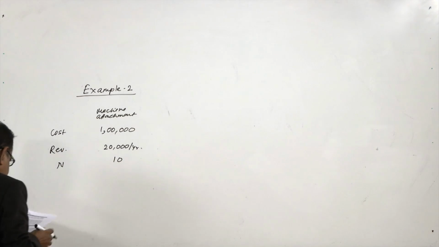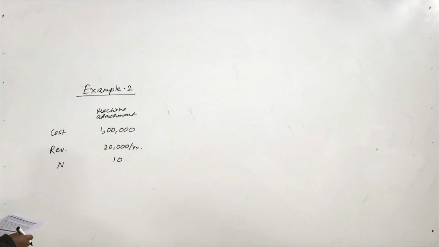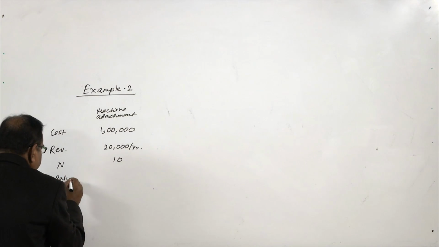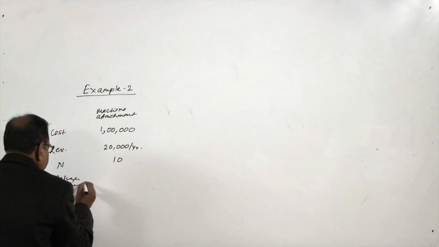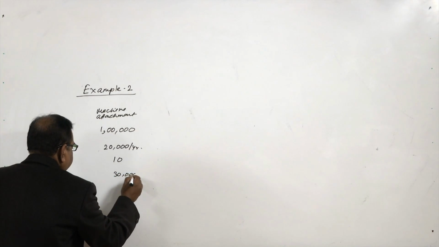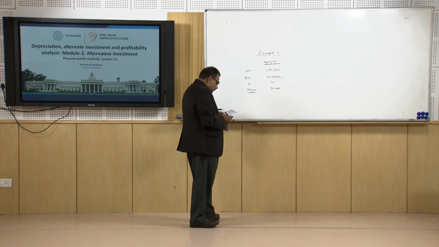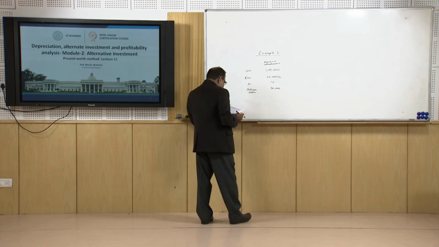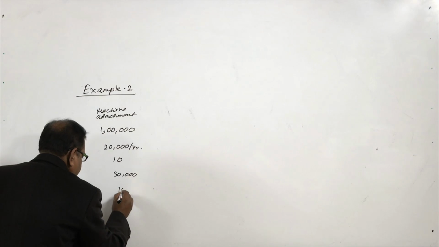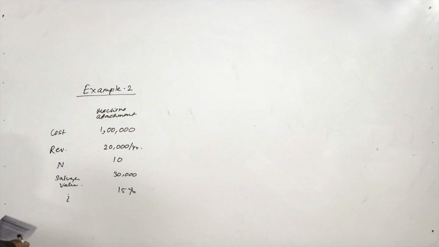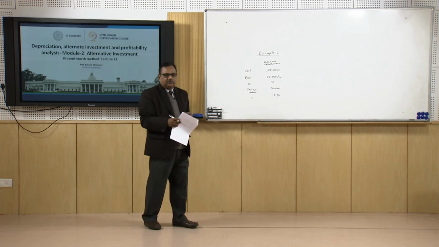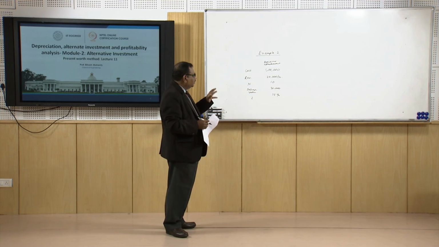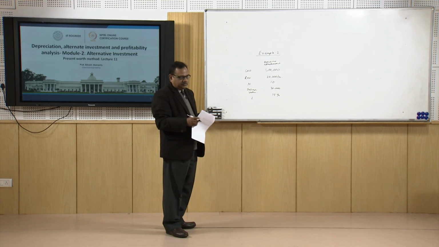So, n is 10 years. The machine has a salvage value of 30,000 after the useful life, and if the minimum acceptable rate of return I is 15%, then try to find out using the present worth method whether I should go for this machine attachment or not.